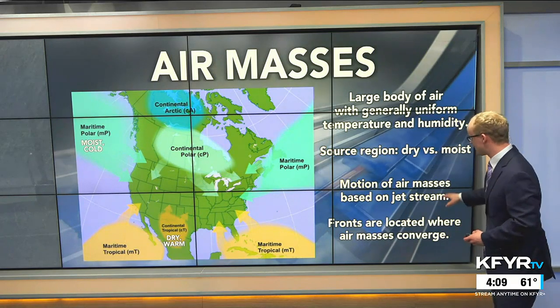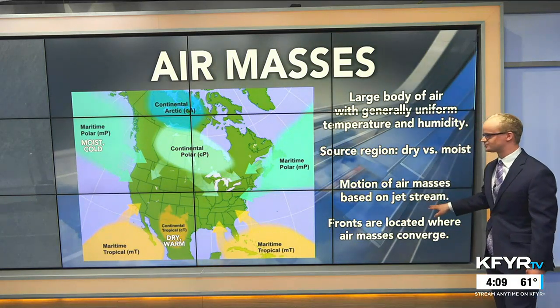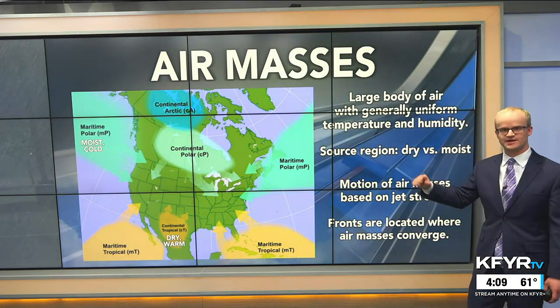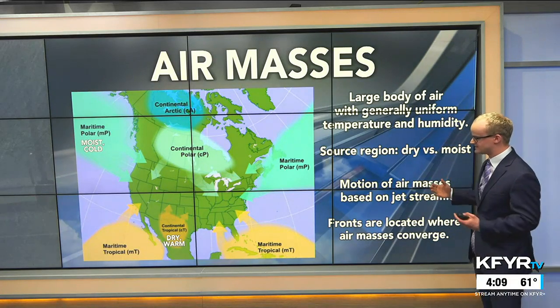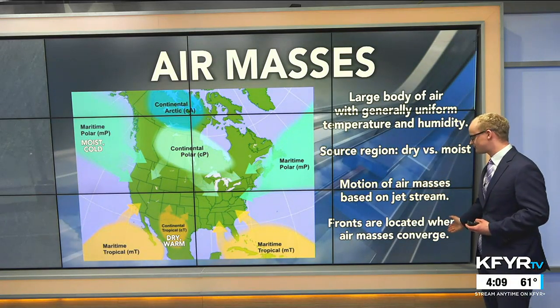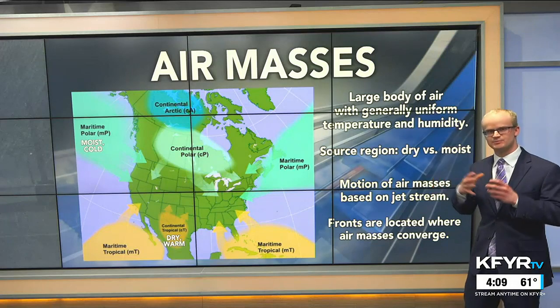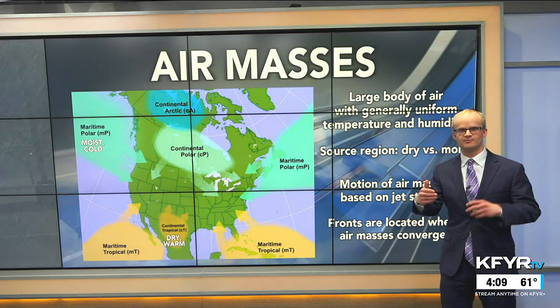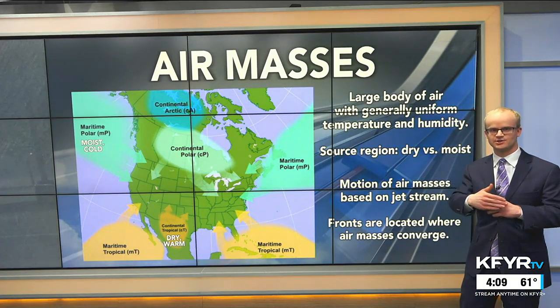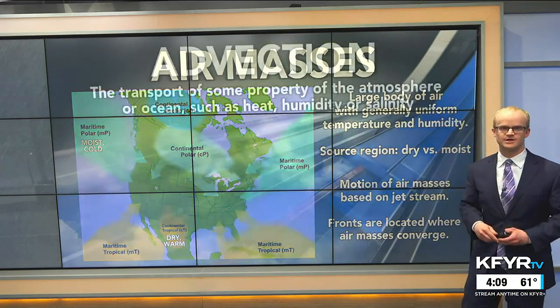So just some fancy names for a uniform temperature and humidity region of air that goes from one place to another. And the motion of these air masses is usually roughly based on our jet stream, that faster ribbon of winds aloft that really dictates our weather across the world. And fronts are located where these air masses meet. So if you have a really cold and moist air mass meeting with a warm and dry air mass, that's going to have a boundary there. We would see a front at that location.